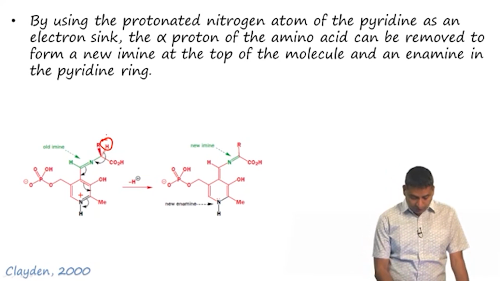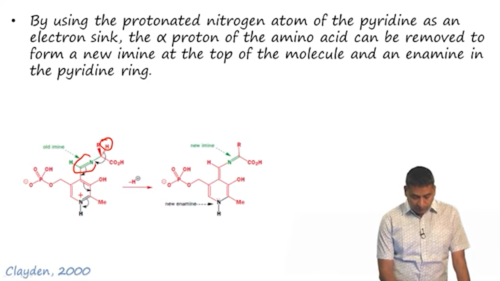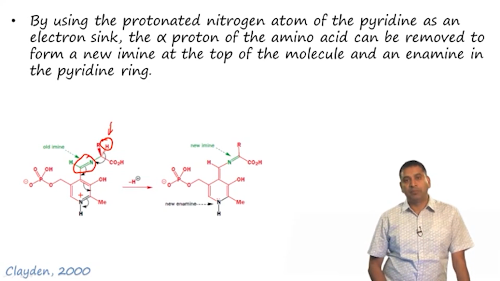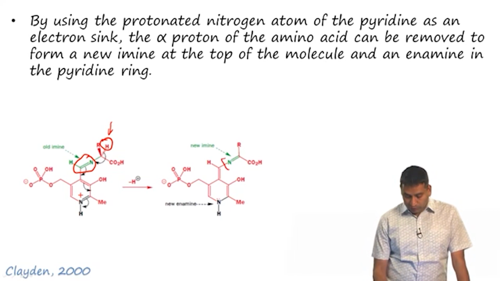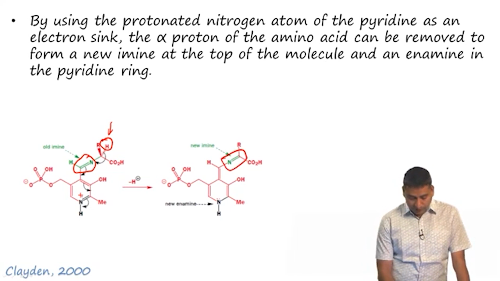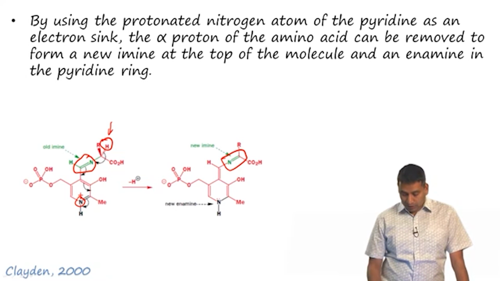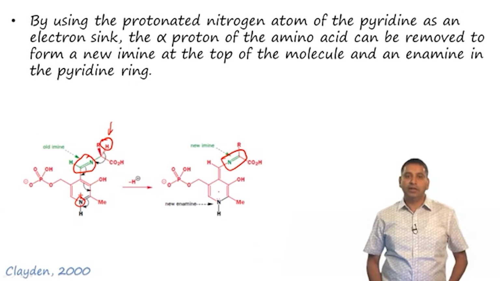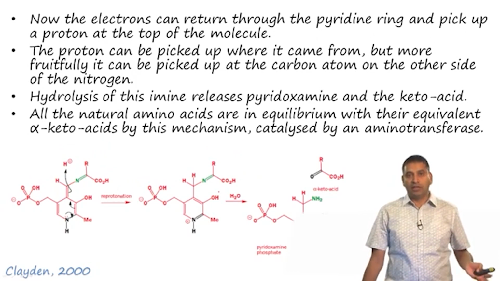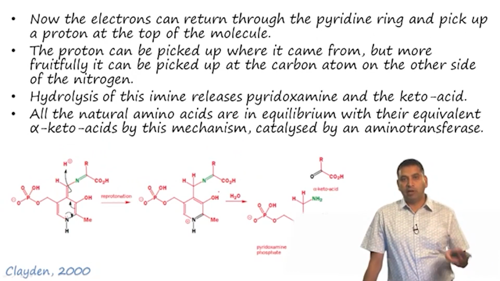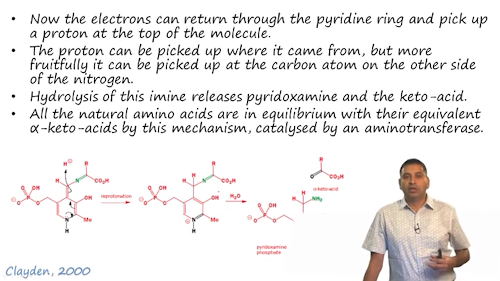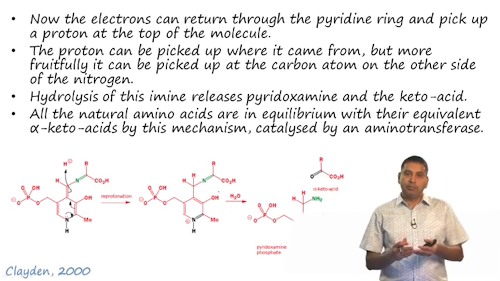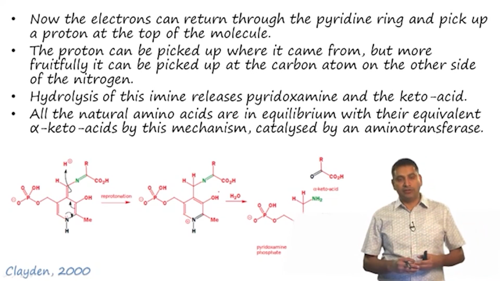So, let us look through this reaction. This is the old imine that we started with, and this hydrogen is then picked up and you form a new imine over here, and since this pyridine is the electron sink, you end up with a new enamine as shown here. Now, the electrons can return through the pyridine ring and pick up a proton at the top of the molecule. The proton can be picked up where it came from, but more fruitfully it can be picked up at the carbon atom on the other side of the nitrogen.